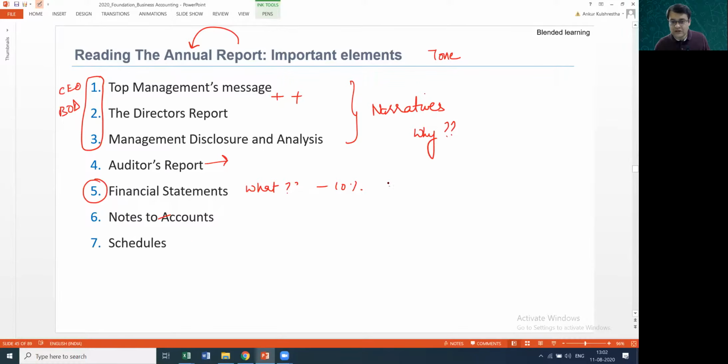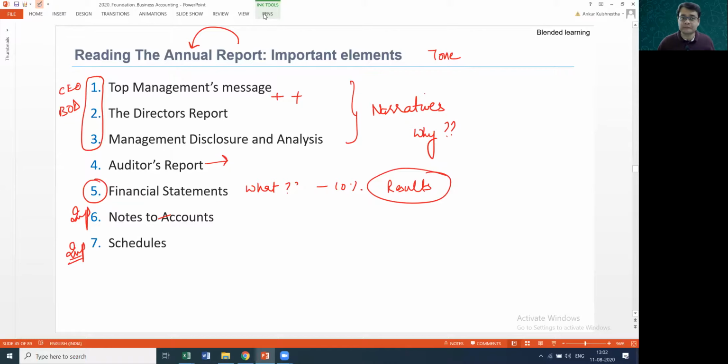Sometimes they're also called the results. What are the annual results? Gain, loss, total assets, total liabilities, equity, things like those. Very, very, very important are point number 6 and 7. They are very critical, but the two are still different.